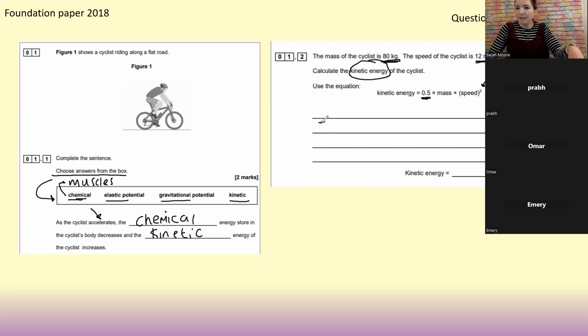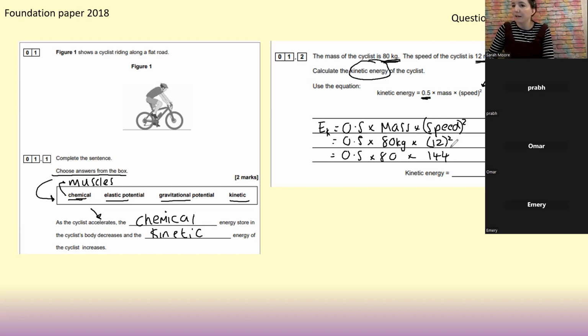So I'm going to write kinetic energy. So energy, and then a little k, that means kinetic energy, equals 0.5 times mass times speed squared. So I'm just laying out what I'm going to use. Now I fill in the numbers. So 0.5 is a constant, mass was 80 kilograms, and speed was 12. Remember, that needs to be squared. I'm then going to write it out again, but this time I'm going to square the 12. And now I have that calculation just as I need it. Everything is in the correct units, and I've squared speed.